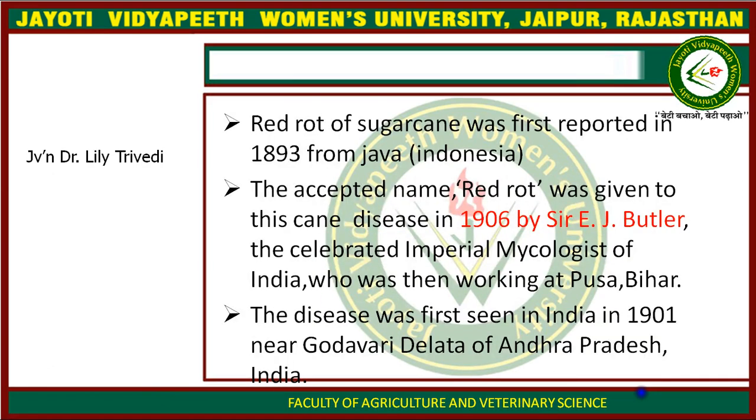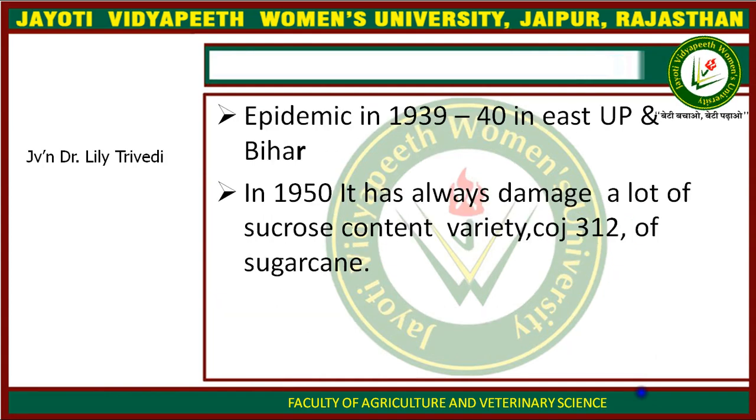Red rot of sugarcane was first reported in 1893 from Java in Indonesia. The accepted name red rot was given to this cane disease in 1906 by Sir E.J. Butler, the celebrated imperial mycologist of India, who was then working at Pusa in Bihar. The disease was first seen in India in 1901 near Godavari Delta of Andhra Pradesh. It became an epidemic in 1939 to 1940 in eastern UP and Bihar. In 1950, it caused a lot of damage to the sucrose content in the variety COJ 312 of sugarcane.